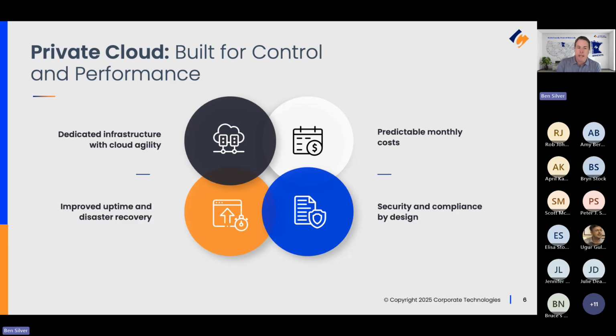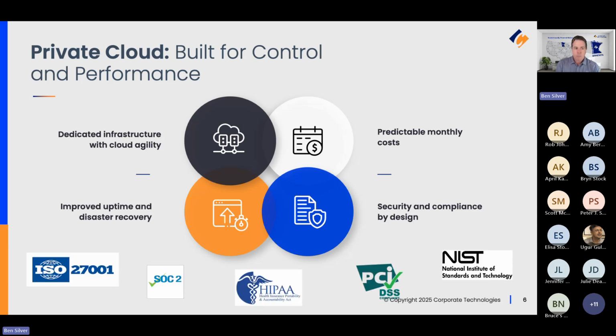Our data centers are designed around security and compliance. So we are ISO certified. We do have SOC 2, HIPAA, PCI, and NIST.